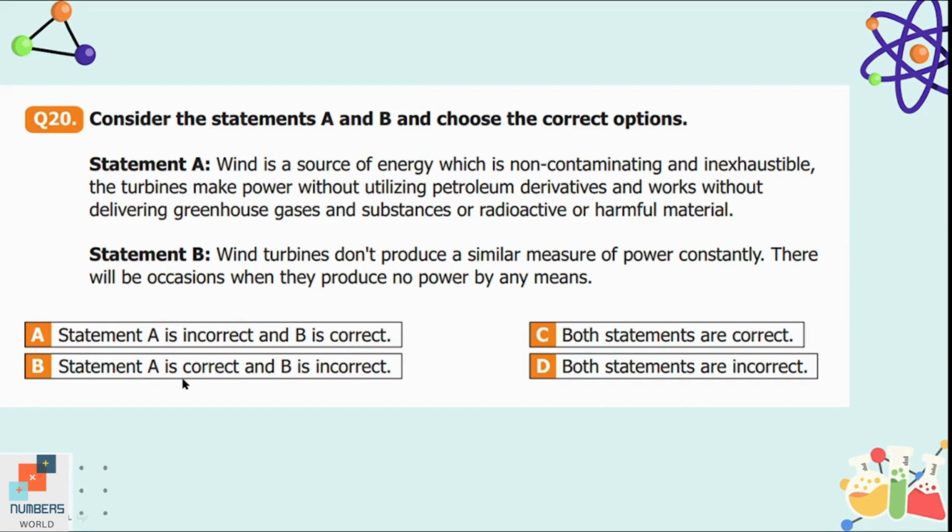Option B is statement A is correct and B is incorrect. Option C is both statements are correct and option D is both statements are incorrect. So here option C will be the suitable one. Both statements are correct.